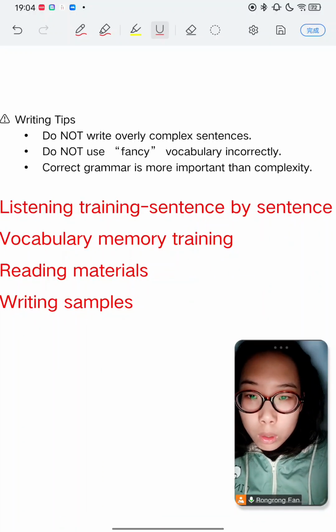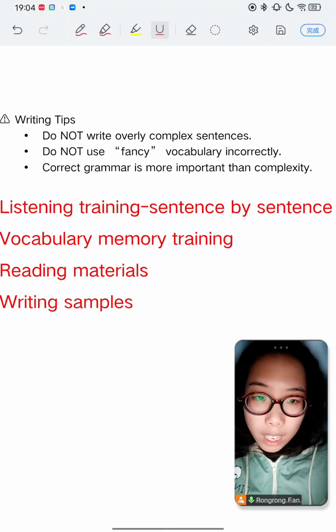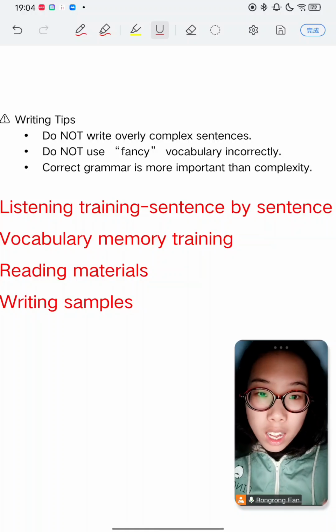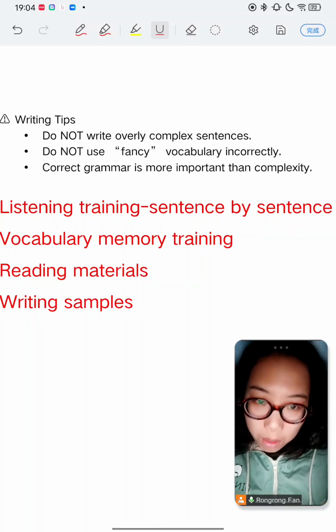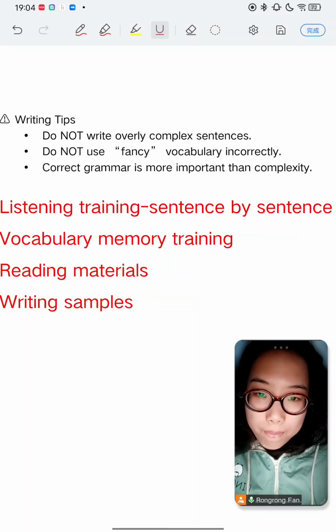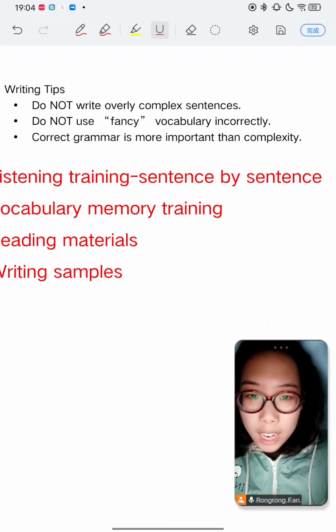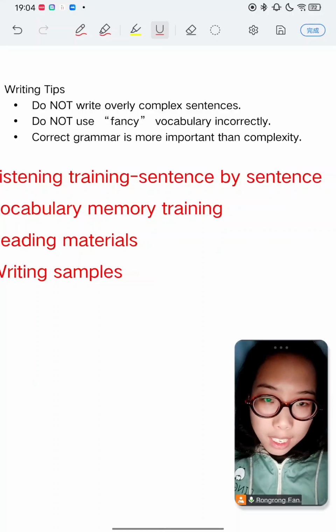And second, do not use fancy vocabulary incorrectly. Also, like in the first sentence, if the examiner sees that you already made a mistake, even though this is a fancy word, it will still give you a lower score. Okay, and third, correct grammar is more important than complexity.